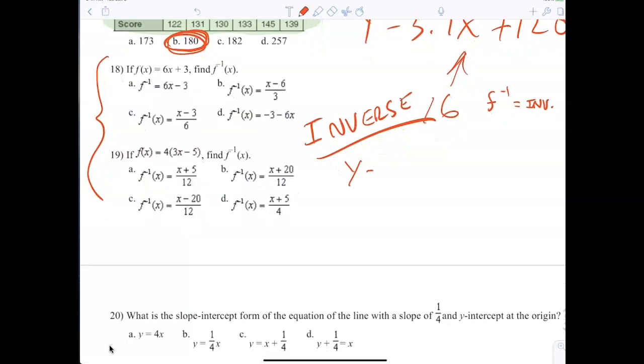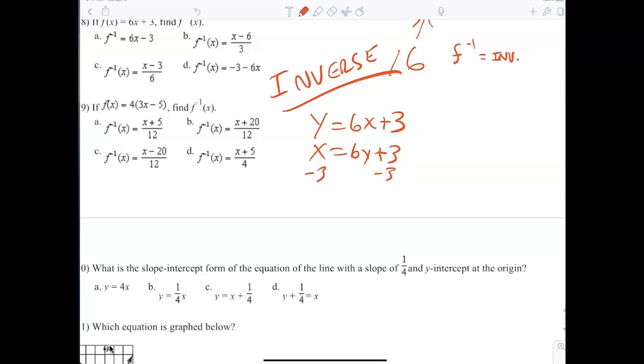So I'm going to do 18 right now. 18 is y equals 6x plus 3. Is everybody with me on that? To find the inverse, you just switch the x and the y. So now it is x equals 6y plus 3. Everybody see that? And now you just go back and solve for y. Subtract 3 from both sides. So now I have 6y equals x minus 3. Then I divide by 6. y equals x minus 3 over 6. There we go.